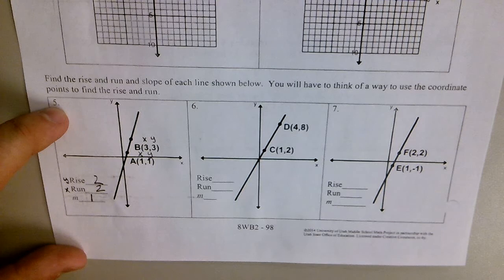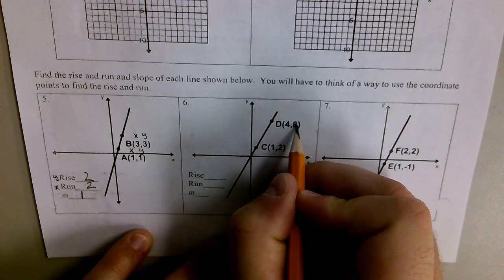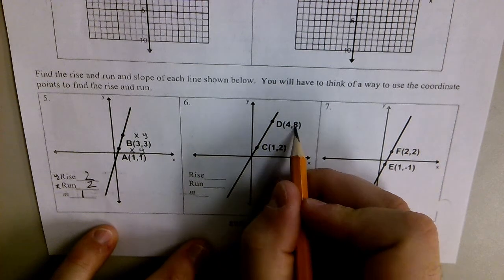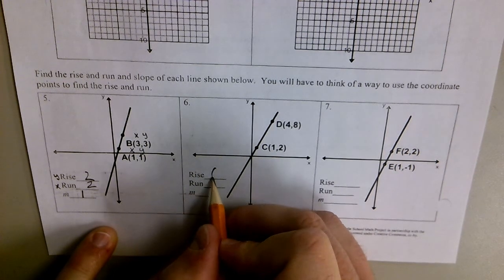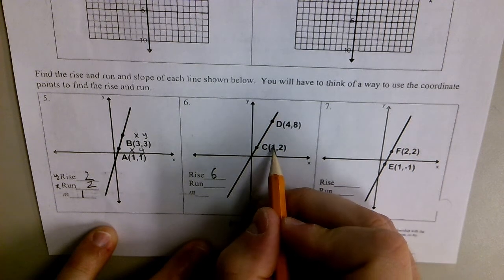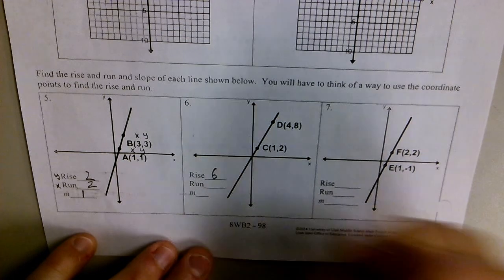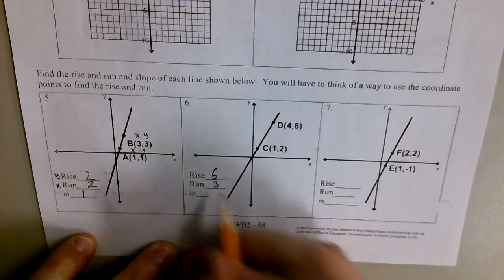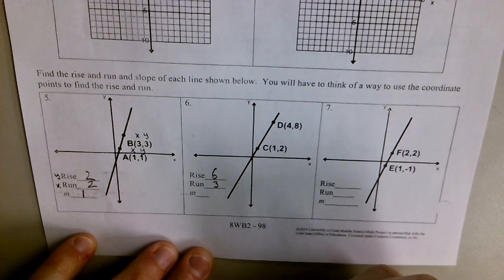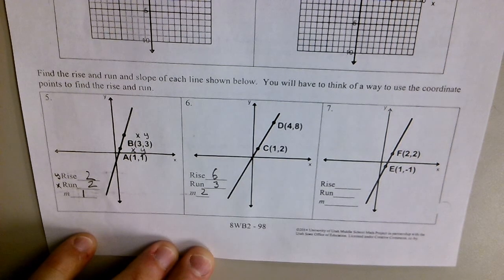So I can do the same thing in number 6. I'm going from 2 to 8. So how do I go from 2 to 8? I'm going to add 6. So since it's an add 6, it's a +6. My x values, I'm going from 1 to 4. So I'm going 1, 2, 3, 4. So I'm going up 3. Then I can do my rise over run. 6 over 3 reduces to 2.